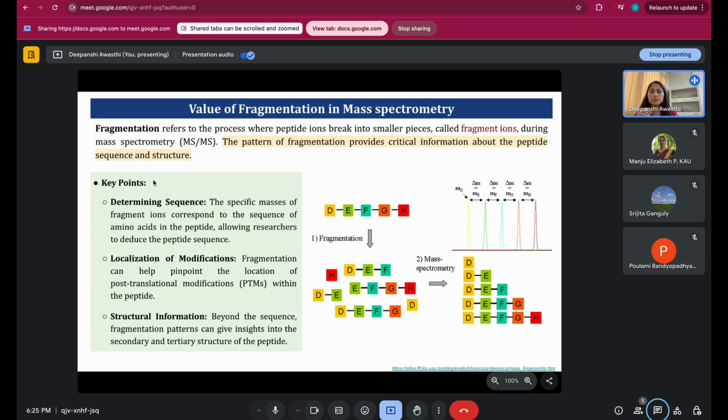The key point of why we use fragmentation is that it helps us determine the sequence. The specific masses of fragment ions correspond to the sequence of amino acids in the peptide, which helps researchers deduce the protein or peptide sequence.